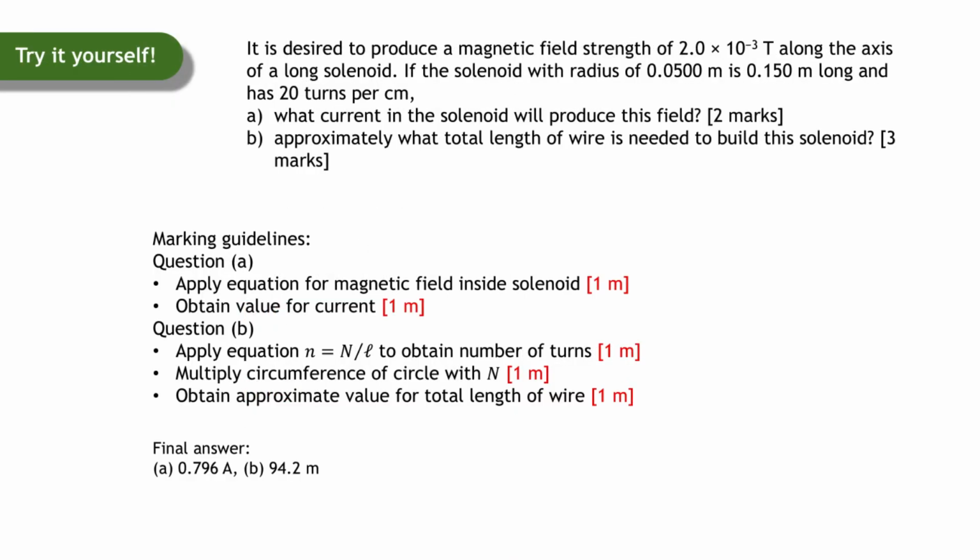Now it's your turn to apply what you've learned with a practical design problem. Imagine we want to produce a magnetic field of Tesla along the axis of a long solenoid. The solenoid is 0.150 meters long, has a radius of 0.0500 meters, and features 20 turns per centimeter. Your task is to calculate two things. First, the amount of current required to produce this field, and second, the total length of wire needed to build the solenoid. Remember to convert those turns per centimeter into turns per meter before you begin your calculations.